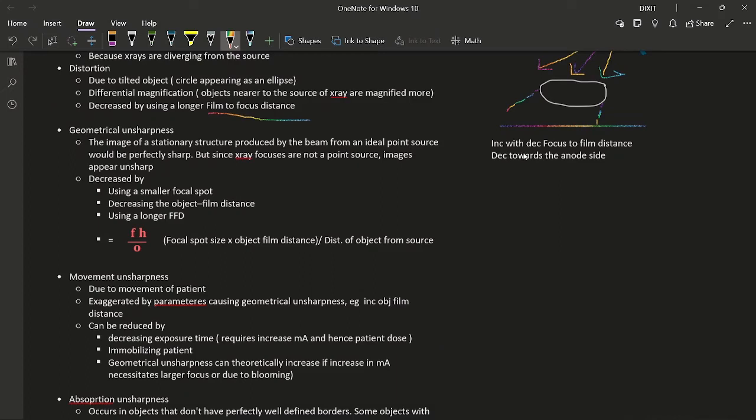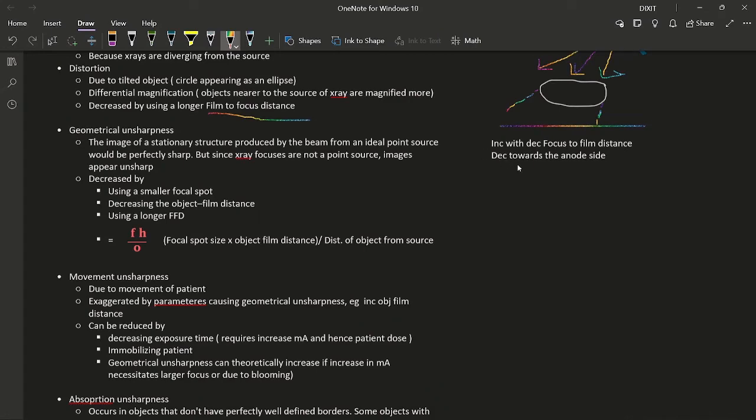Some questions which they might ask are related to geometrical unsharpness increases with a decrease in film to focus distance, and also geometrical unsharpness decreases toward the anode side. So actually a longer film to focus distance will help in reducing distortion, geometrical unsharpness and all these things. So geometrical unsharpness can be decreased by increasing the film to focus distance.